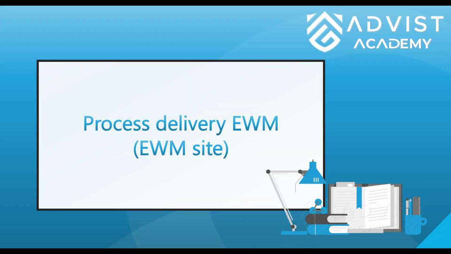In this video, we take a look at how an outbound delivery with an EWM managed storage location can be processed on the EWM side. Currently, the delivery has already been posted in ERP and distributed to EWM. Additionally, we assume that the storage location of the product to be delivered is already known.